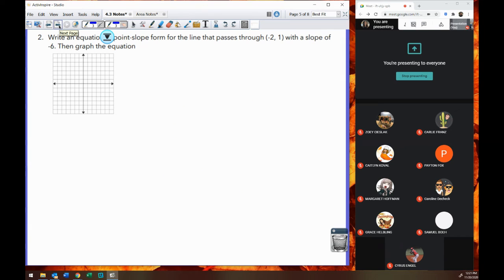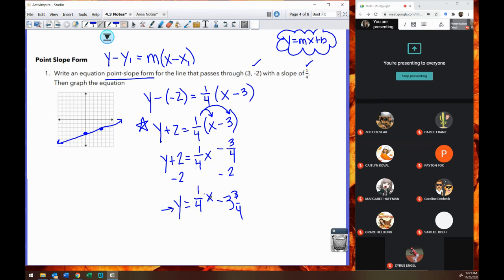Write an equation in point slope form for the line passing through negative 2, 1 with a slope of negative 6. Yeah? If y isn't a coordinate point, then why would we have y equals mx plus b? We put y in as the y coordinate, so y stands for any coordinate.